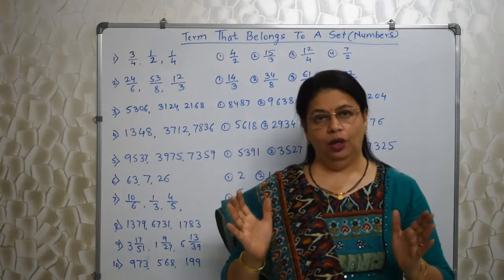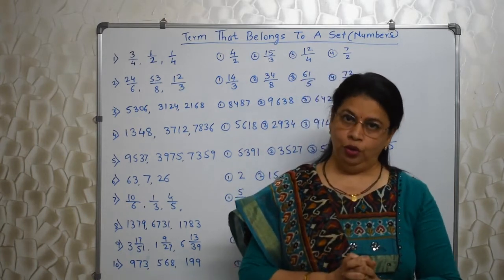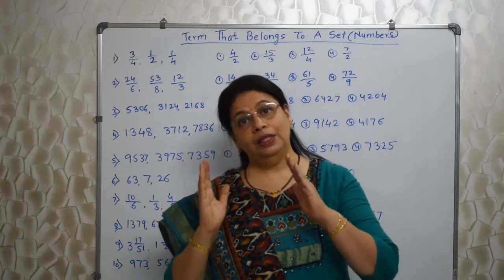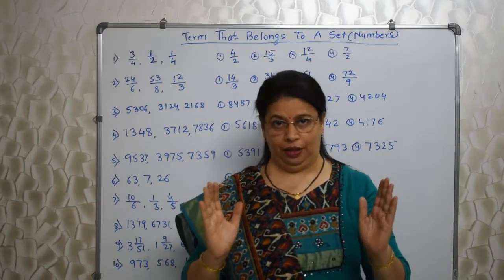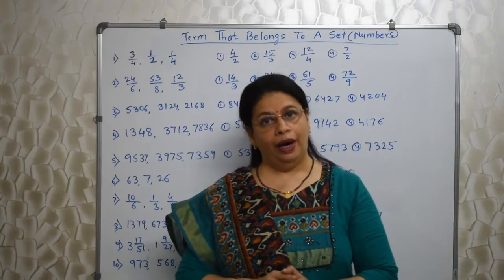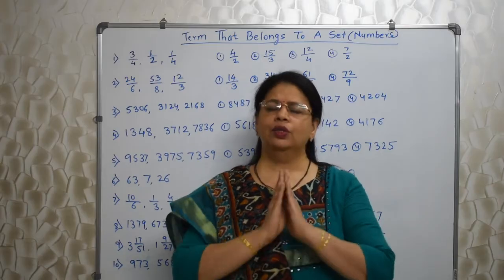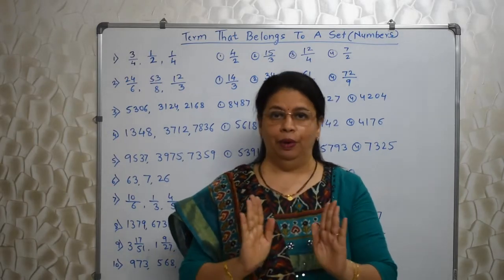Students, as the name suggests, here a set will be given. 3 or 4 numbers will be given to you. They will be of the same type or same set. So you need to find out the similar one from the options given. It is going to be very simple.